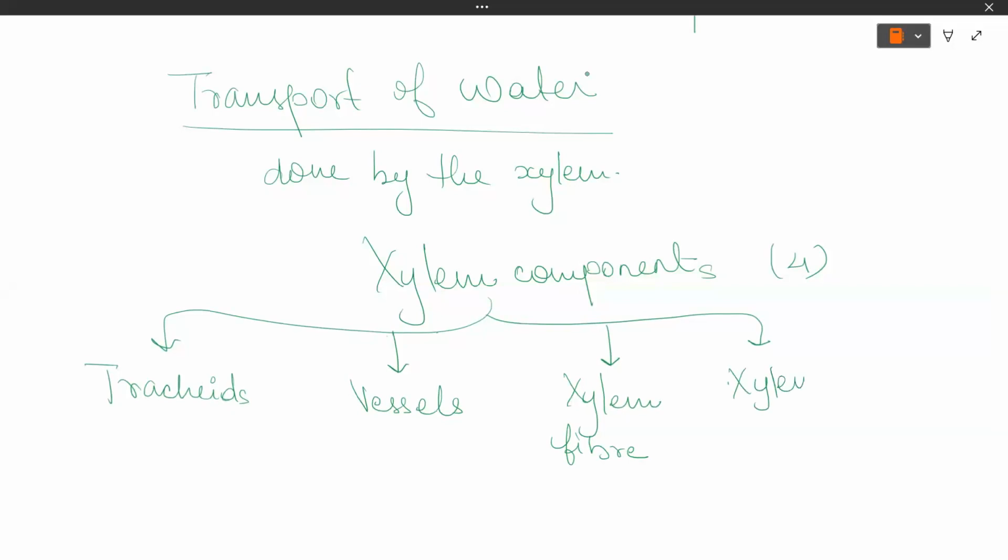Xylem parenchyma is there. Okay, xylem parenchyma. So these are the 4 components of the xylem. Now, for the transportation of water, what happens here?